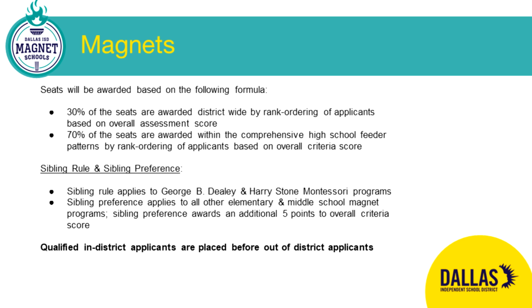The sibling rule only applies to the George Bannerman Dealey and Harry Stone programs. Sibling preference applies to all other elementary and middle school magnet programs. Sibling preference also gives an additional 5 points to the overall criteria, which simply means that if you have a student that is enrolled already at the school that you're applying to for the sibling preference, you will get an additional 5 points for that. Qualified in-district applicants are placed before out-of-district applicants, which means that if you're an out-of-district student and you have a qualifying score, your name will automatically go to the wait list. And once all of the in-district students are placed, then we'll move to the wait list for the out-of-district students.